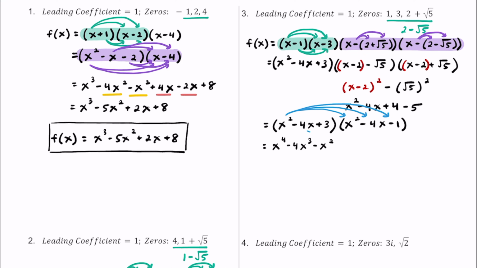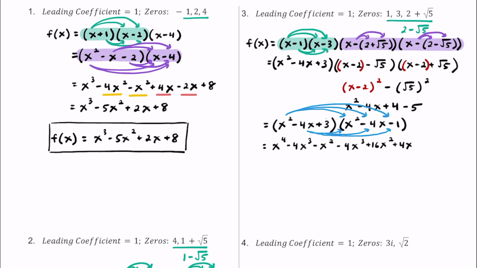Now this negative 4x is going to multiply by x squared. That's going to be negative 4x to the 3rd power. Then this negative 4x multiplied by negative 4x, that's going to be a positive 16x squared. And then we take this negative 4x and multiply it by negative 1, and that's going to be positive 4x.